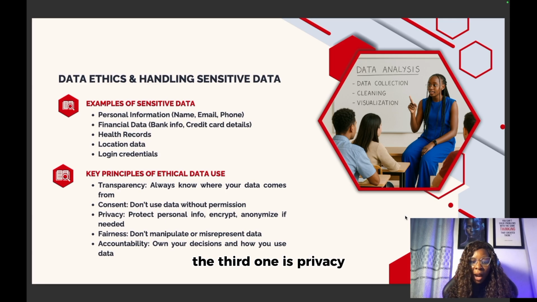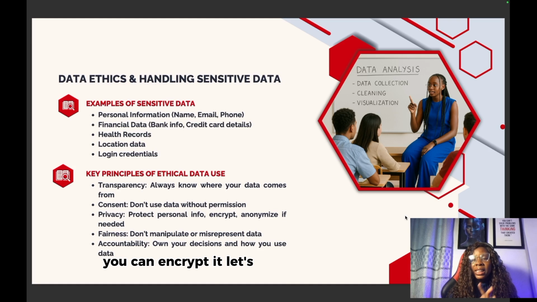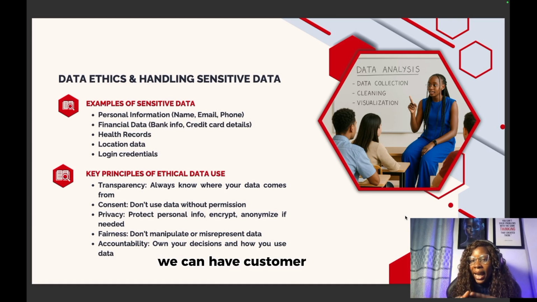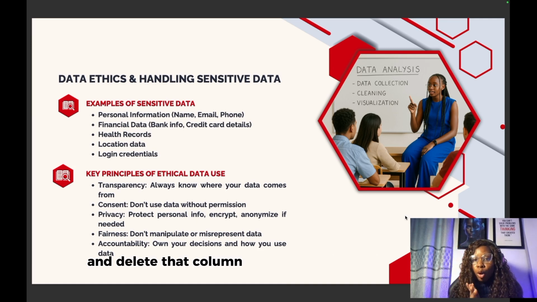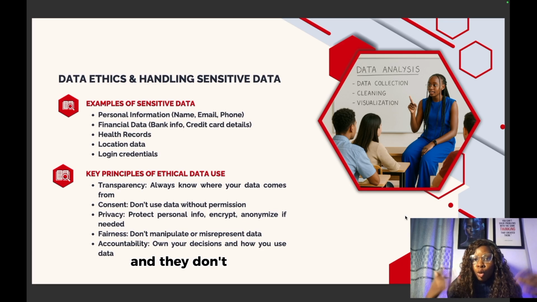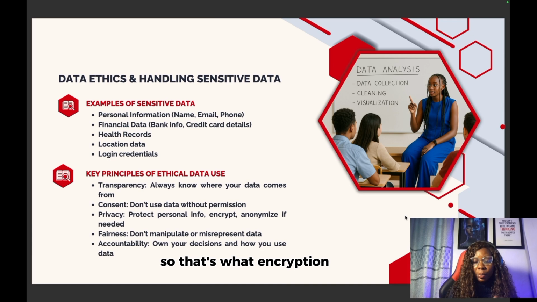The third one is privacy. You have to protect personal information. You can encrypt it. Let's say we have a spreadsheet. Instead of having customer name, we can have customer ID and delete the column containing the customer name, or we hide it. With customer ID, you don't have the customer's name, it's just the ID. So if the data gets into another person's hands, they don't know who the customer is, they only have the ID. Do you understand? So that's what encrypting means, and you anonymize it if needed. We are going to get to the practical aspect of all of this. I just want you to have the theoretical knowledge.